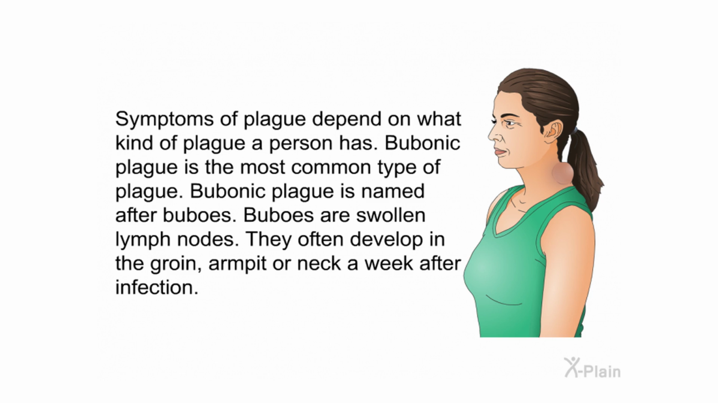Symptoms of plague depend on what kind of plague a person has. Bubonic plague is the most common type of plague. Bubonic plague is named after buboes. Buboes are swollen lymph nodes. They often develop in the groin, armpit, or neck a week after infection.